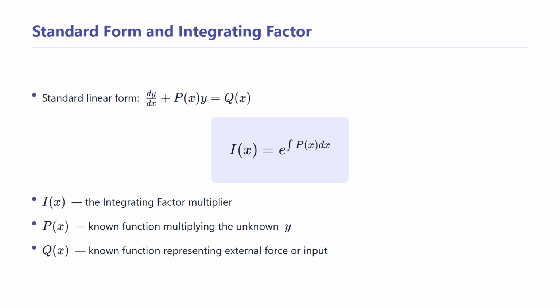P(x) is a known function that multiplies our unknown function y. If p(x) becomes very large, it usually indicates a strong damping effect in the physical system. Q(x) is another known function on the right side, often representing an external force or input into the system. The symbol e is Euler's number. By calculating and multiplying by I(x), we unlock the ability to solve complex driven systems.